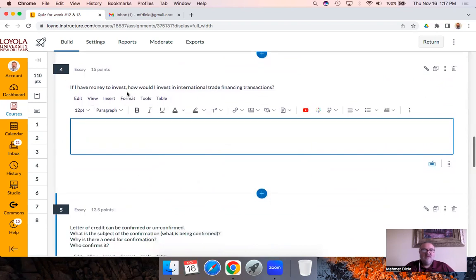So if you have money to invest, question number 4, how would I invest in international trade financing transactions? So this is with respect to the financing of the operations. And I personally would not have the expertise to judge the riskiness of the exporter delivering the products on time, without damage, without conditional issues. I think the only way that I would actually be willing to do this would be through post-shipment financing.